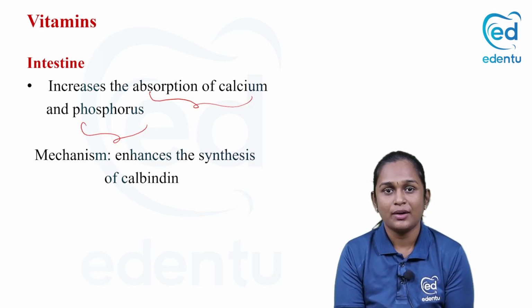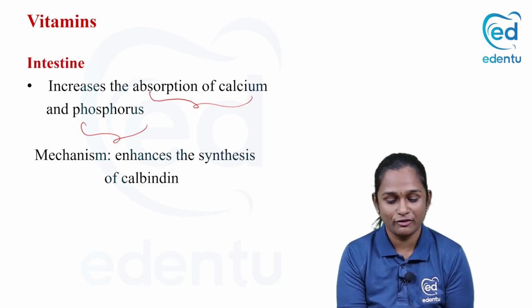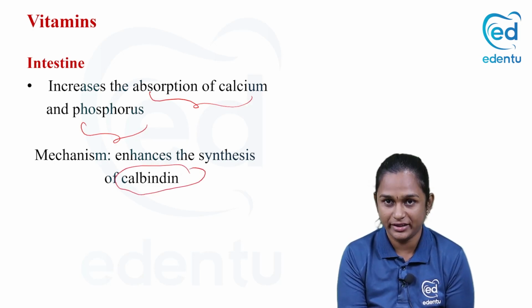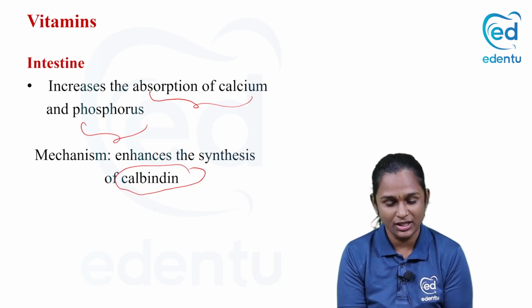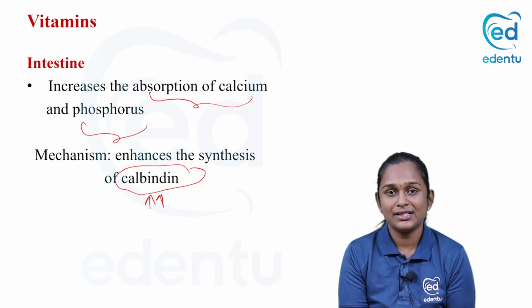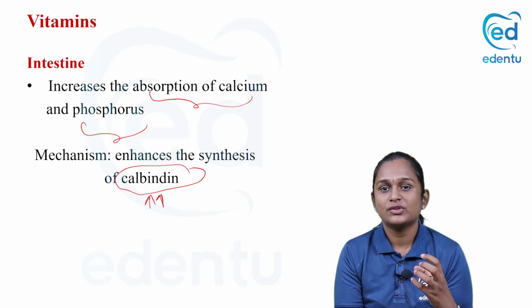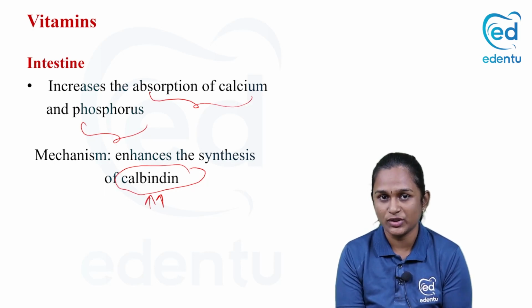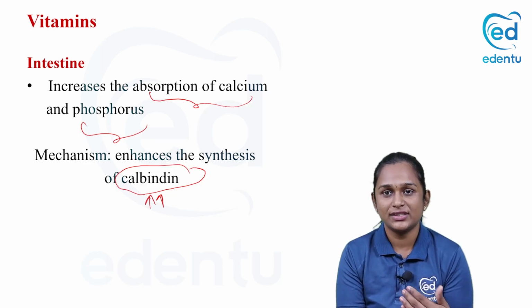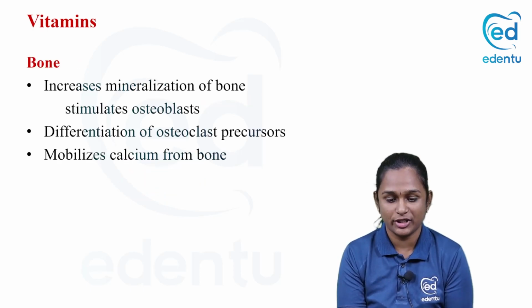How does it do this? By increasing the formation of a protein called calbindin, that is, calcium binding protein. When this protein is present, it absorbs more and more calcium from the diet into the cell. So vitamin D increases the transcription of this protein.